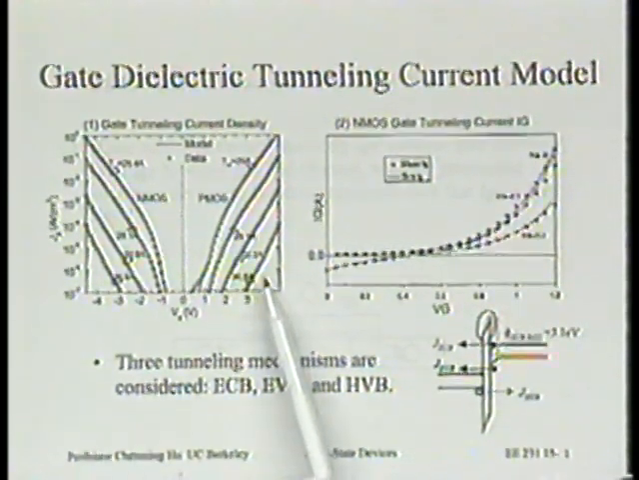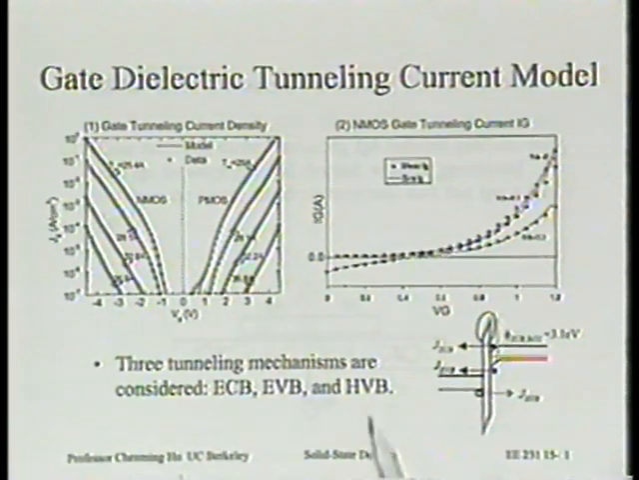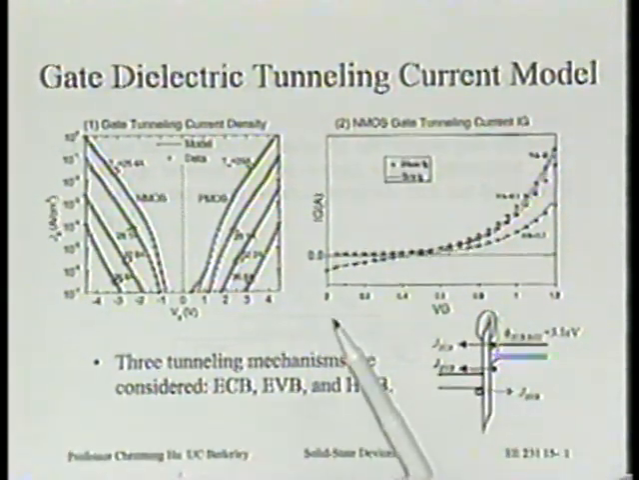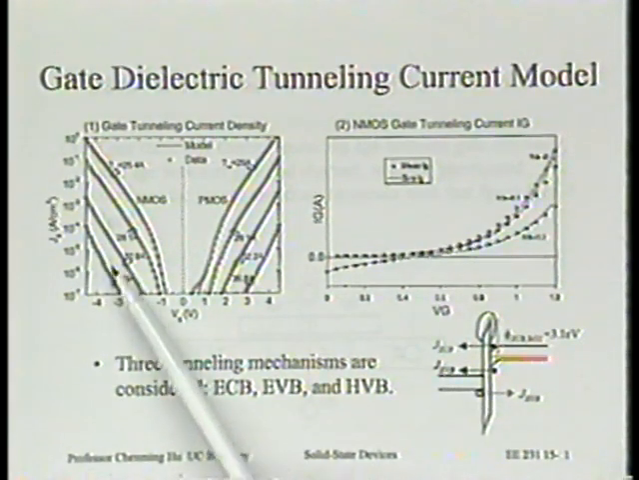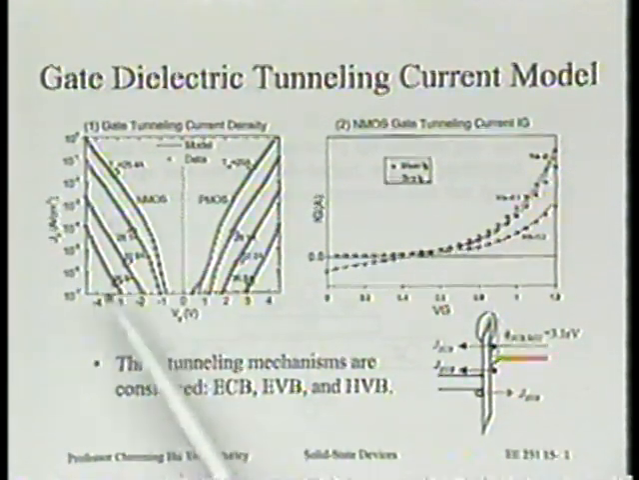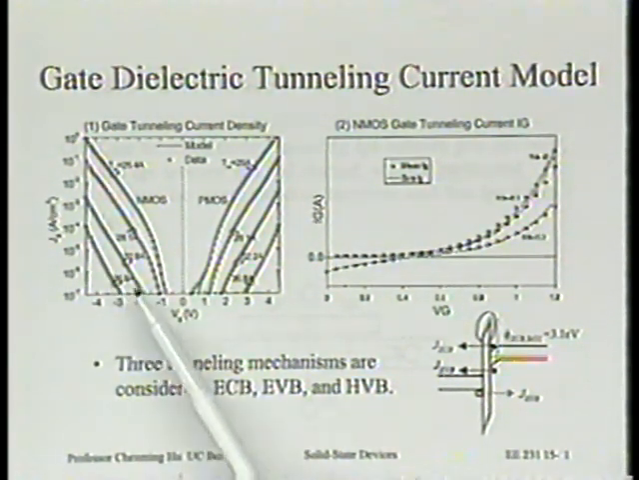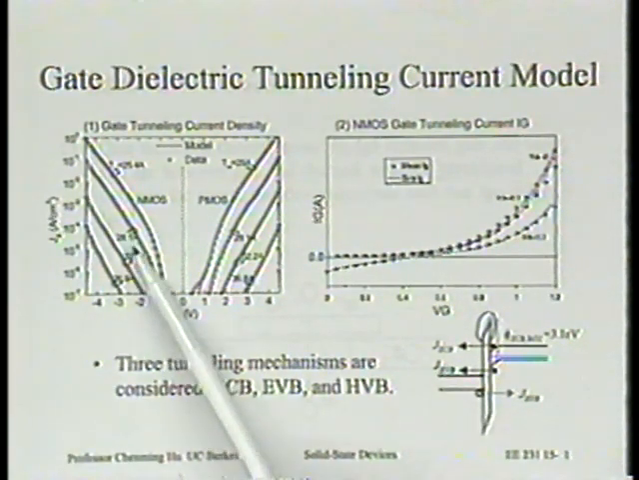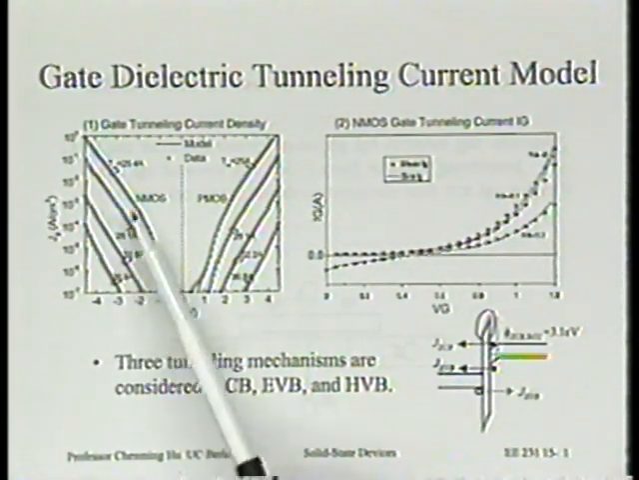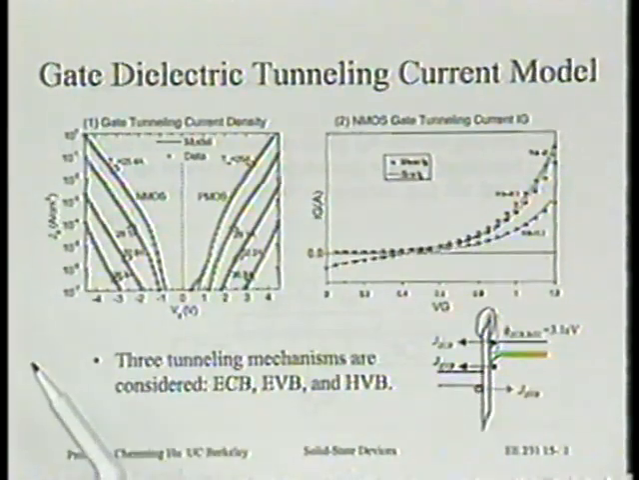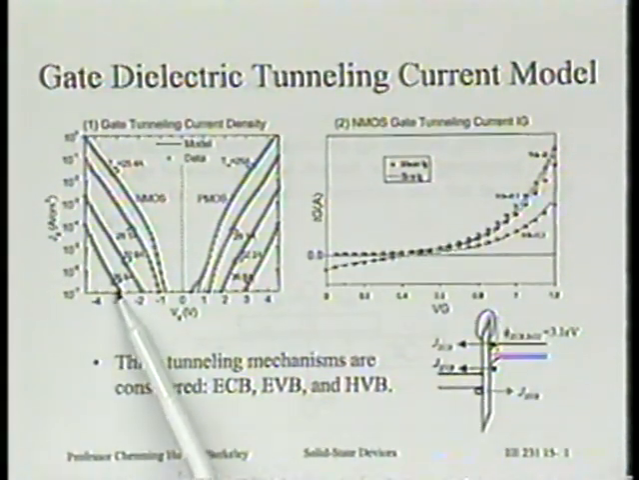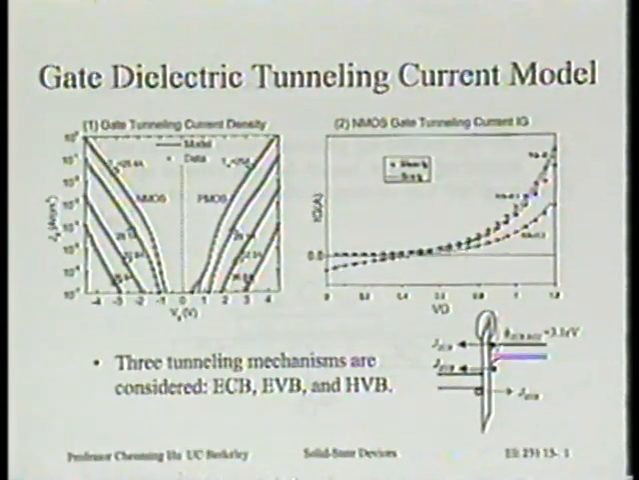We see the solid lines are the model, and the dots are experimental data. You see here we're looking at a range of oxide thicknesses. Now notice how rapidly this tunneling current is increasing as we reduce the oxide thickness. You see how rapidly we're doing this? Between 37 angstrom and 25 angstrom, that's just about one generation of technology.